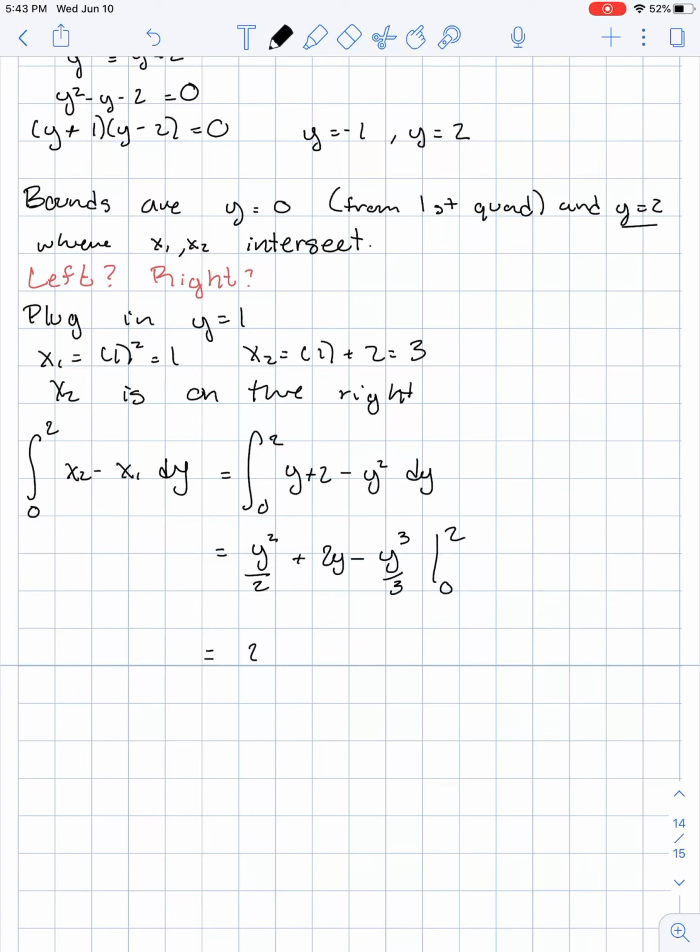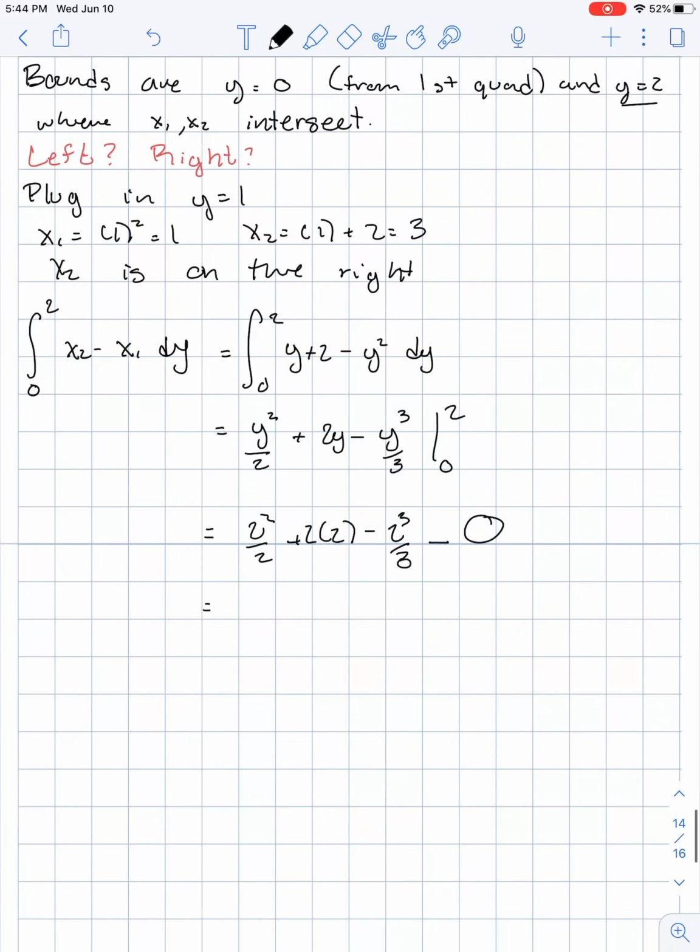All right, so we're going to plug and chug, so we're going to put in 2 squared over 2 plus 2 times 2 minus 2 cubed over 3 minus, if I plug in 0, I'm going to get a big 0 back out. All right. So 2 squared divided by 2, it's 4 divided by 2, which is just 2, plus 4 minus 8/3.